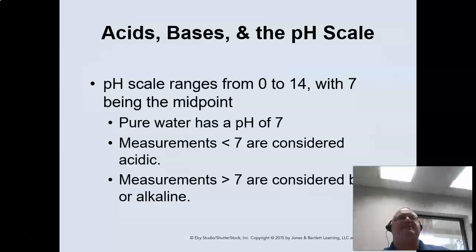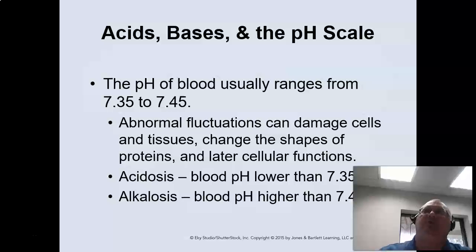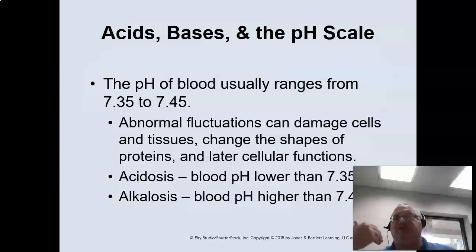We made a joke about this in class before, but our normal pH for the human body is 7.35 to 7.45. So, essentially, humans are basic. Yes, that's right, we are. Abnormal fluctuations, guys, can change the shape of proteins and then change cellular function. So that's why we worry about it not being between 7.35 and 7.45. Acidosis is below 7.35, which is what most of our patients get when they get sick. Alkalosis is usually higher than 7.45.